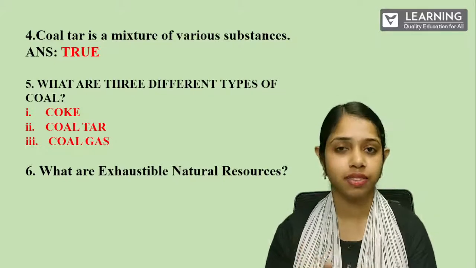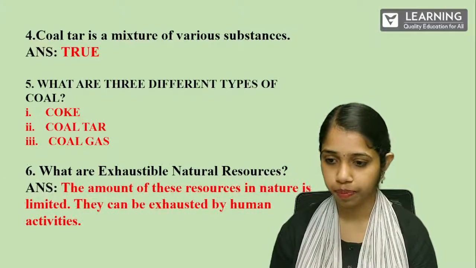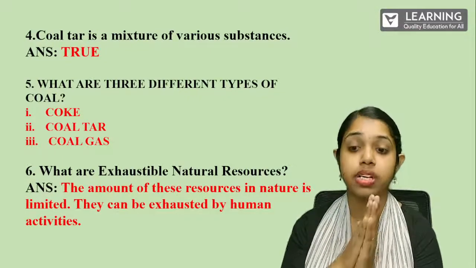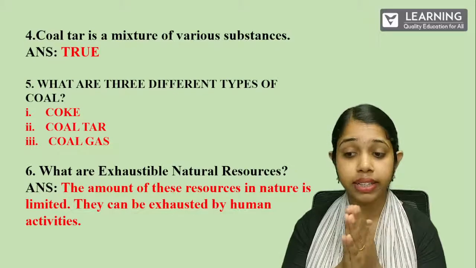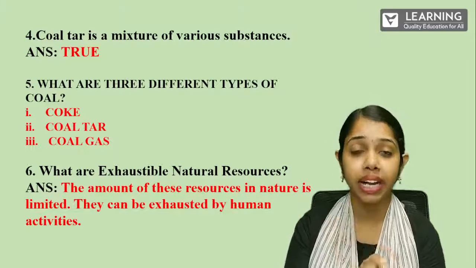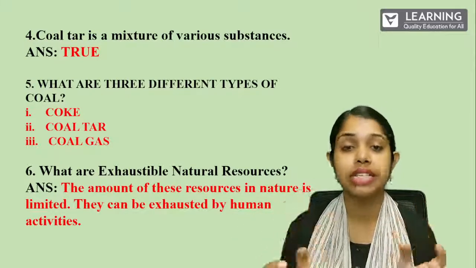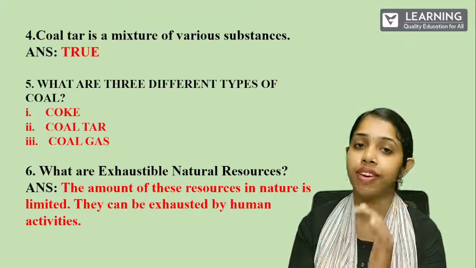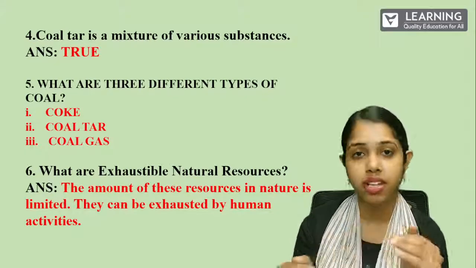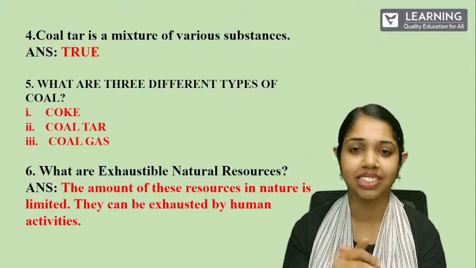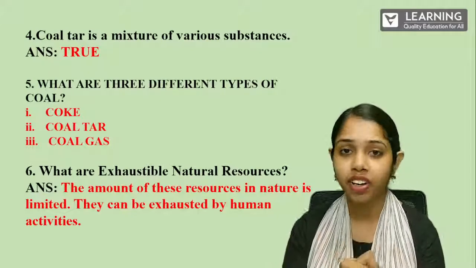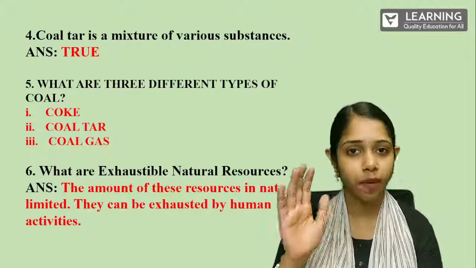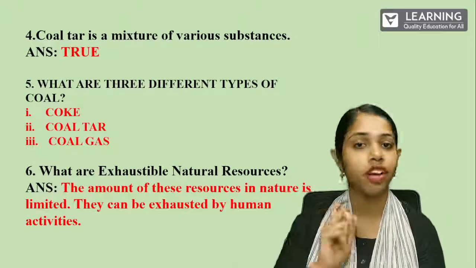Okay, let us see the answer then. Yes, as you all can see, the amount of these resources in nature is limited. These are exhausted by human activities. So these are called exhaustible natural resources. The amount of these resources is very less and they could be exhausted by human activities. So such type of resources are called exhaustible natural resources. So I hope you all have understood about these three different questions also.